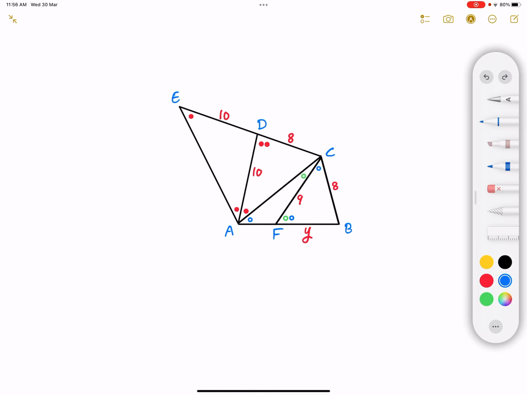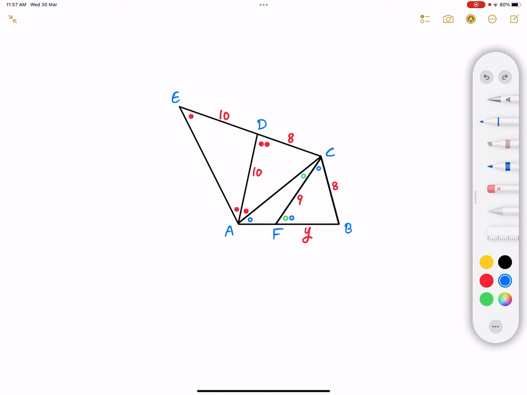I extended the line segment DC so that I formed the triangle ADE such that the base angles are equal. Because it's an isosceles triangle, its base angles are equal, and the sum of its base angles is equal to the exterior angle ADC. So each one of them is going to be half of that. If we have two red dots for the angle ADC, each one of the base angles of triangle AED is going to be half of that, okay? So I'm going to be using a small red circle for each one of them, okay?